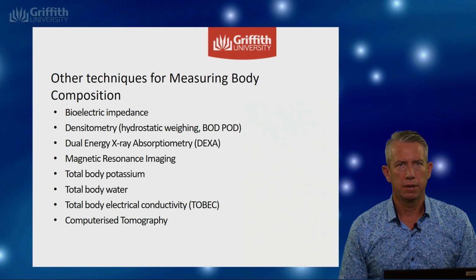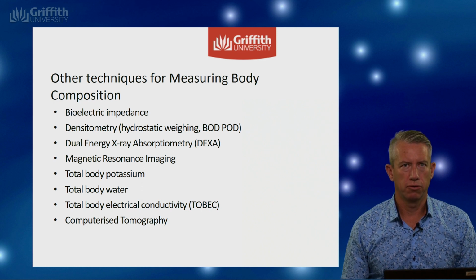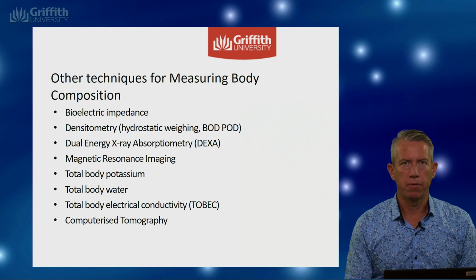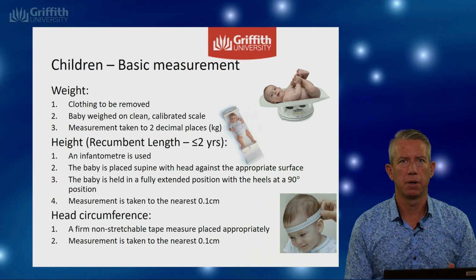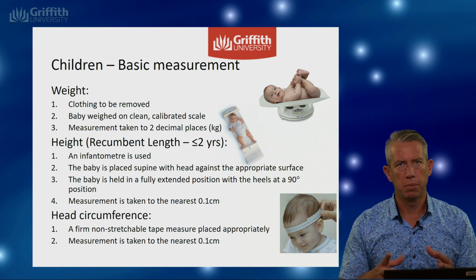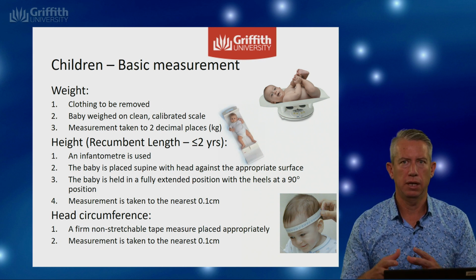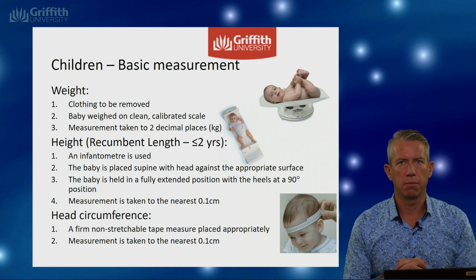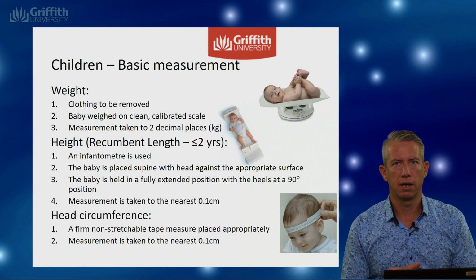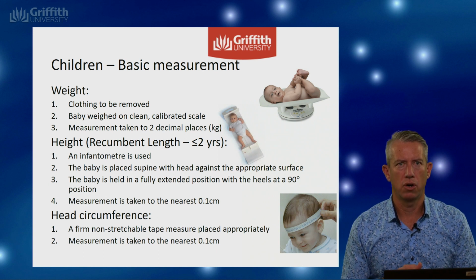We're now going to talk about some other measurement techniques, but before we do that, we're going to just quickly reflect on some information about anthropometric measures, or basic measures, in unusual populations, but particularly in growing populations. So a quick talk about children and measuring anthropometric weight and height and head circumference. These are the key measures that are usually taken in a pediatric population.